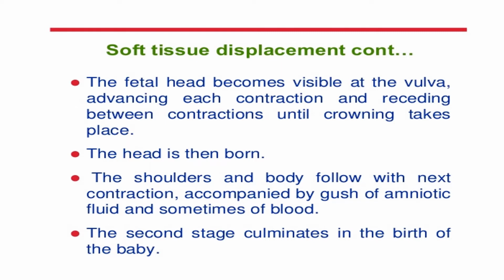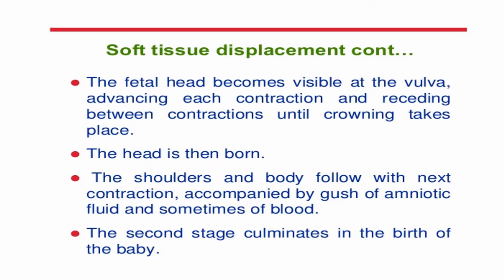And when the fetal head is visible at the vulva, it will be coming down with each contraction, and again it will recede backward when the contraction fades or stops. This process will be continuing till the crowning. I will explain what crowning is later. Anyway, this extension or descent of the head, and again receding back, will continue till the crowning.